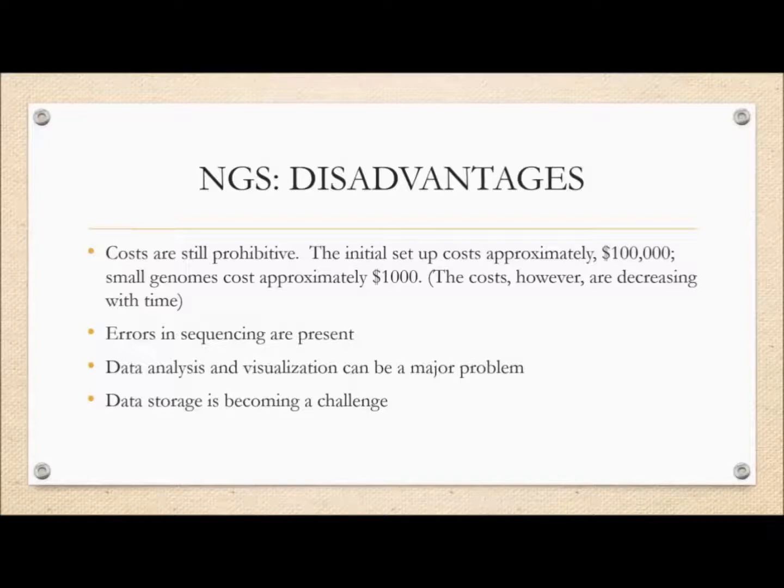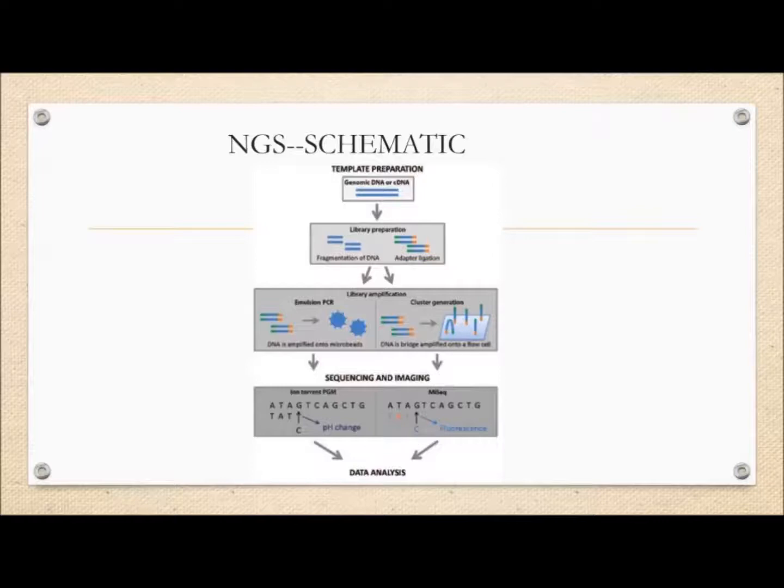The genomics facility run by Professor Rao Kotapalli actually has some of that, and it costs a lot of money. You cannot really avoid errors in sequencing. They are present. Again, depends upon the nature of the processing, etc. These errors are reducing. Data analysis and visualization can be a major problem, and data storage is becoming a major challenge because of the large amounts. And you will see why even a single next generation sequencing experiment results in such a huge burden as far as storage is concerned. So let's look at the schematic.